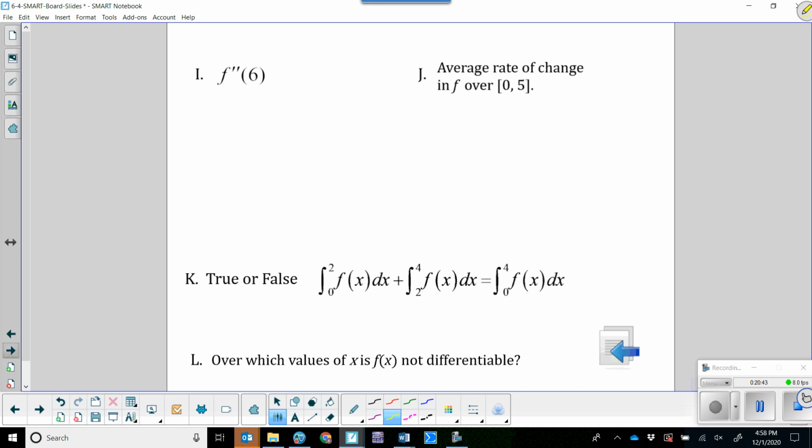So that means this is going to equal 0 for that value, because it's going to have a constant there. Okay, J says, find the average rate of change of the function over the interval 0 to 5. Well, average rate of change is irrelevant of the picture. Immediately you know that means the slope. So we have f of 5 minus f of 0 over 5 minus 0. So all I have to do is go find those values.